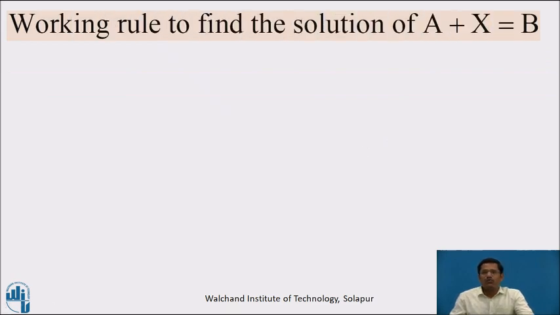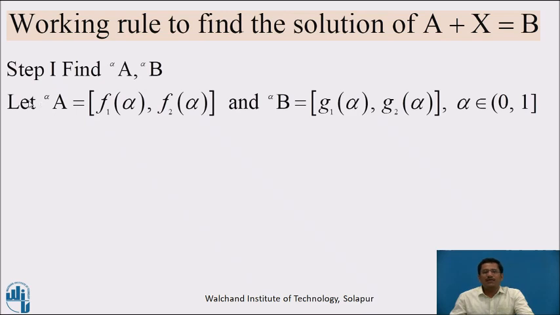Now let us see how to solve the fuzzy equation a plus x is equal to b. Step number 1 is finding the alpha cut of a and alpha cut of b. Suppose that we have obtained the alpha cut of a is equal to the closed interval f1 of alpha, f2 of alpha, and alpha cut of b is equal to the closed interval j1 of alpha comma j2 of alpha, where alpha belongs to open 0 to closed 1.